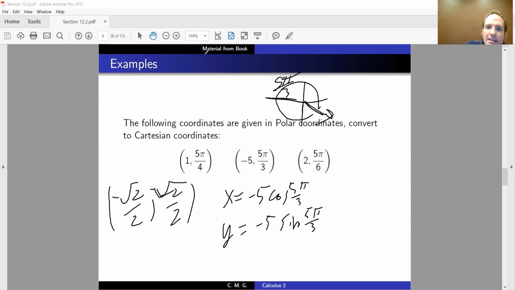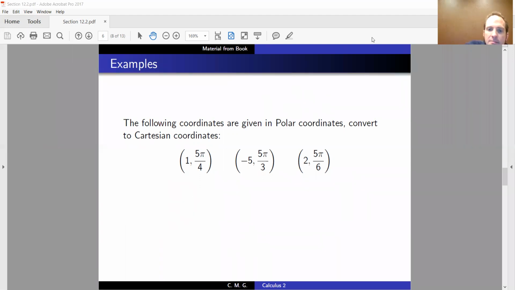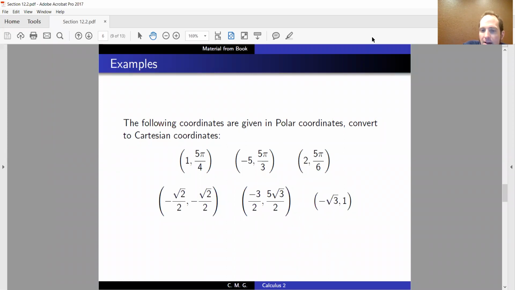So what we end up with here is negative 5 times cosine of 5 pi over 3, which is the same as cosine of pi over 3. The reference angle is pi over 3. And then y is negative 5 times negative the sine of pi over 3. Again the reference angle is pi over 3, but the sine is negative because it's in quadrant 4. So we get negative 5 over 2 and 5 root 3 over 2.